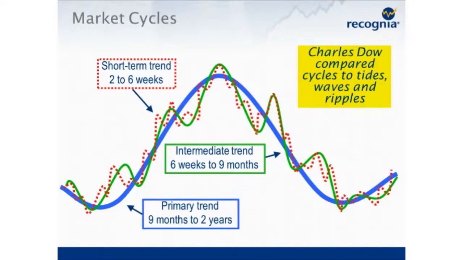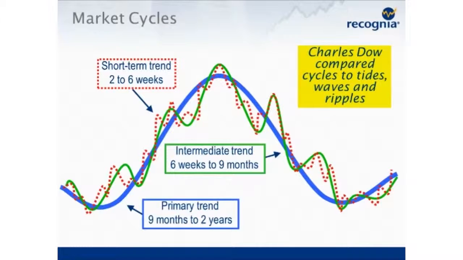So Dow identified what he called the primary trend, the blue line on this particular chart. And Dow felt that the primary trend lasted anywhere from 9 months to 2 years. Superimposed on top of that primary trend, we have an intermediate term trend drawn in green, and that lasts anywhere from 6 weeks to 9 months. And further superimposed, we have a short-term trend in red, which lasts anywhere from 2 to 6 weeks.